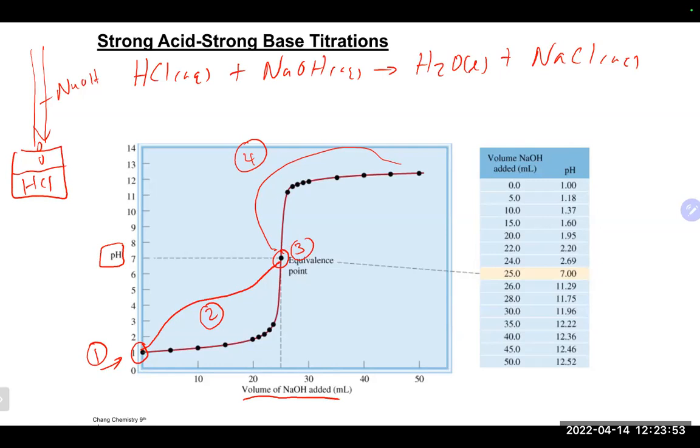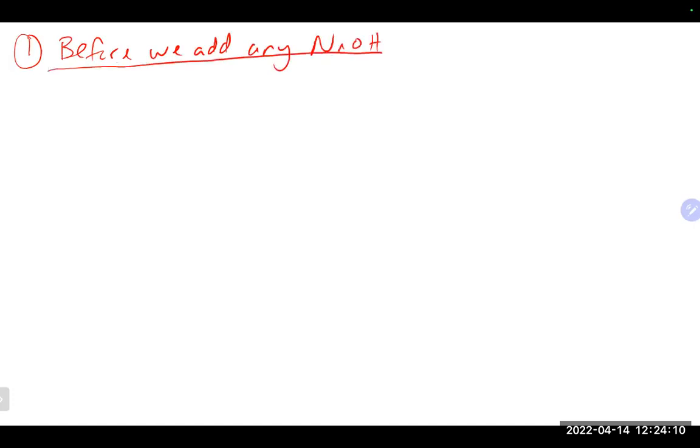So let us start in this titration with what happens at point number 1, which is really before we add any sodium hydroxide. Before we add any sodium hydroxide and really start the titration, basically we're looking at whatever is in my beaker, right? And what's in my beaker or flask at this point is what thing?